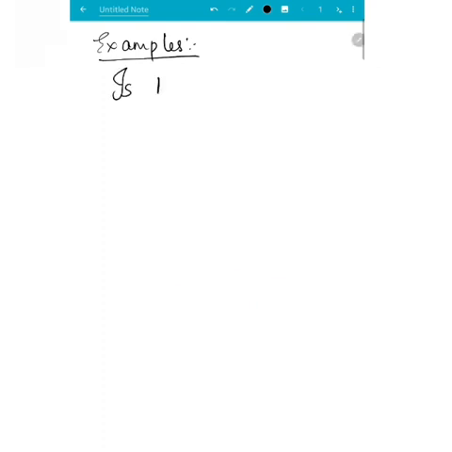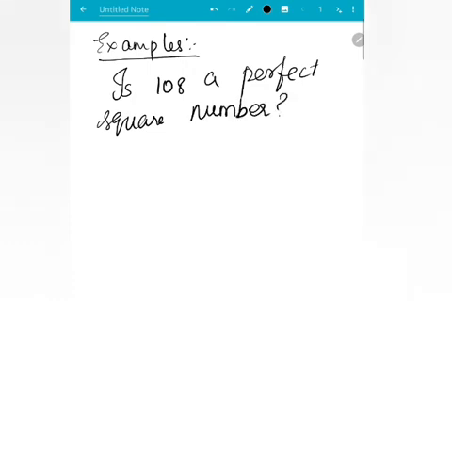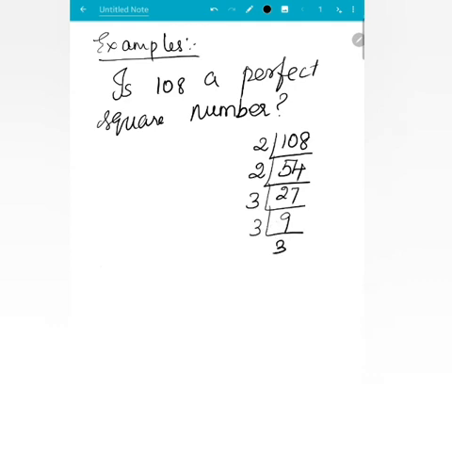Is 108 a perfect square number? We have to find out whether 108 is a perfect square number. So let me take it in a prime factorization. It is easily divisible by 2, the answer is 54. Again by 2, the answer is 27. Again 27 is divisible by 3, the answer is 9. Then 3 and 3. So now write 108 as 2 into 2 into 3 into 3 into 3.